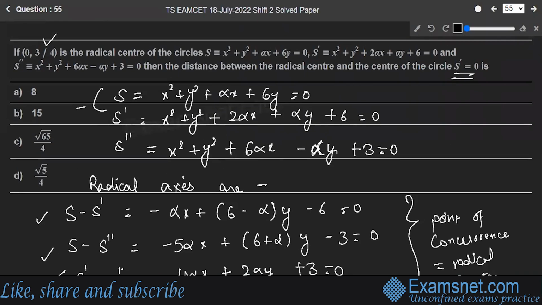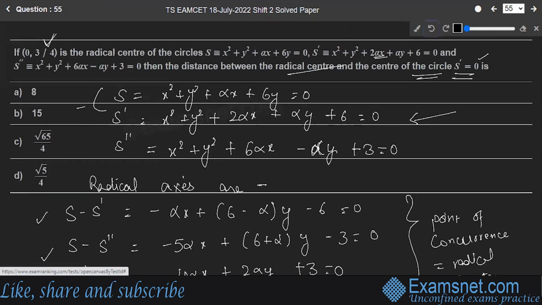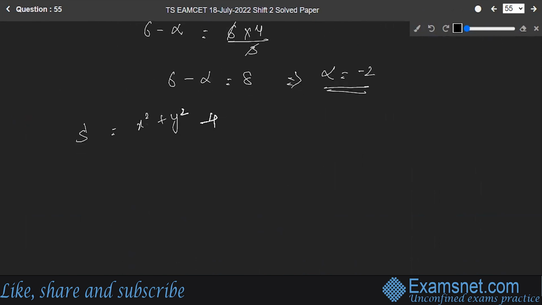Now in the question, you have to find the distance between the radical center and the center of the circle S dash is equal to 0. We already know the radical center. For S dash, we have the whole thing, but we didn't know the value of alpha. We got the value of alpha, so let's put that value in S dash. The equation of the circle S dash will be x square plus y square minus 4x minus 2y plus 6 is equal to 0.